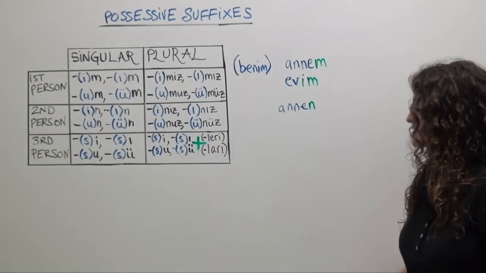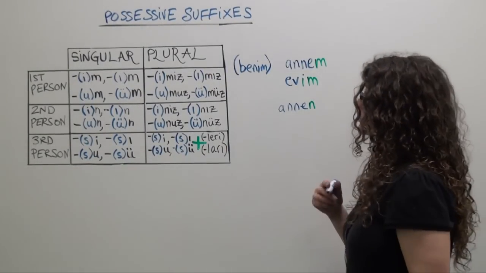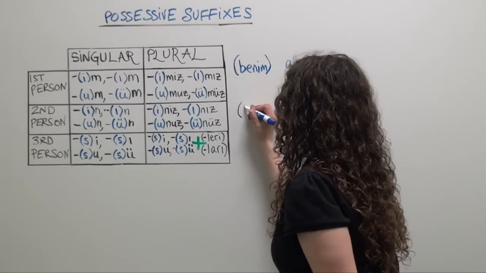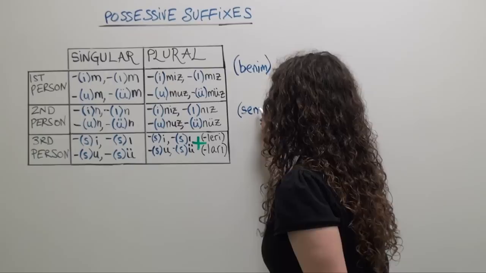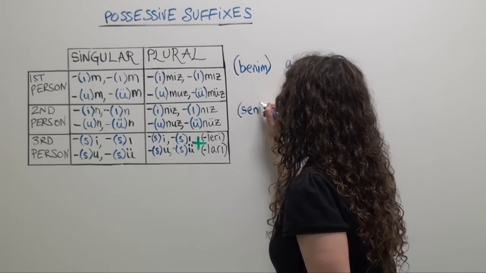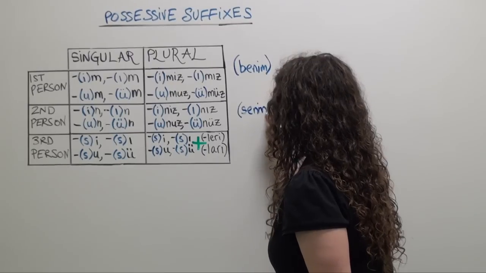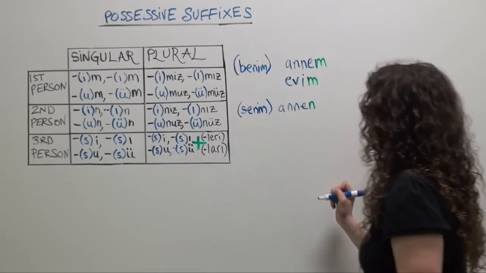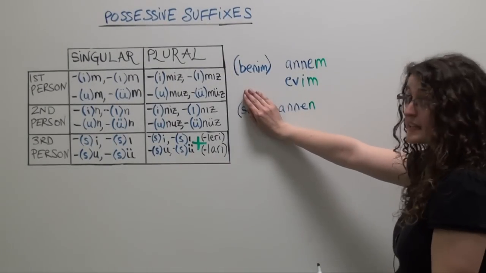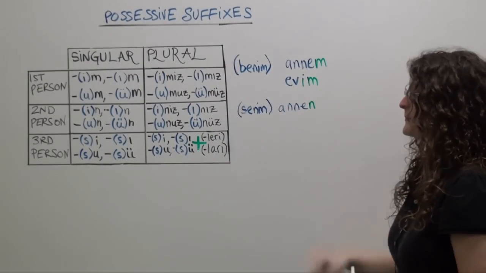If you want to stress that it's your mother, you have the option, as we did with benim, of adding the personal pronoun in the genitive. So sen means you, singular, or you informal in Turkish. So senin, senin annen, your mother. But again, just annen already carries the meaning of your mother.